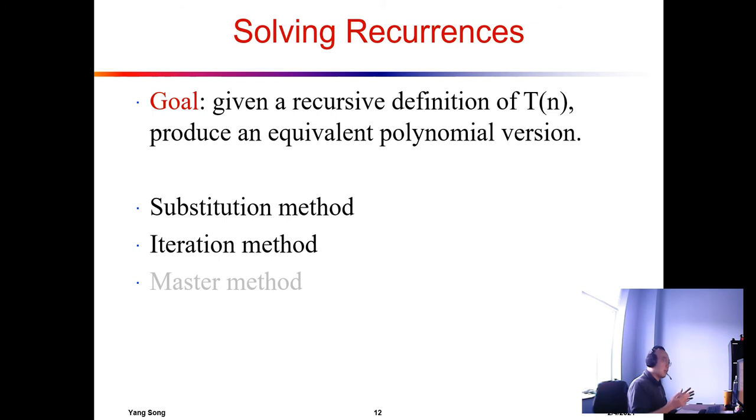This process is called solving recursions. Okay, so our goal is to take a recursive definition of T(n) and come up with an equivalent polynomial version. There are three major ways to solve recursions. We can do substitution, iteration, and then in the next class we are going to do the master method.